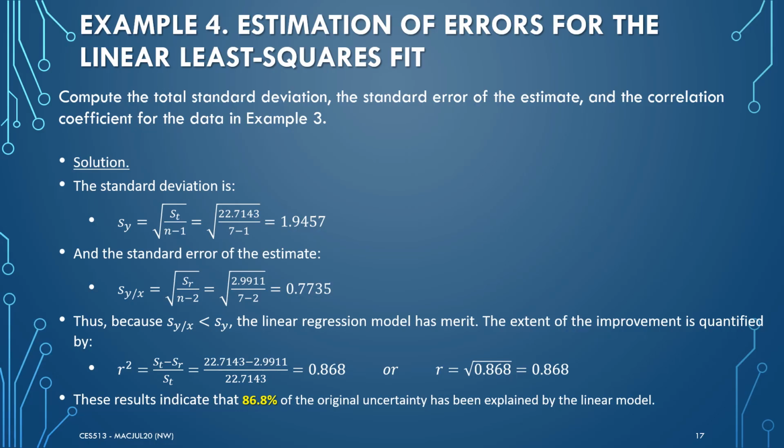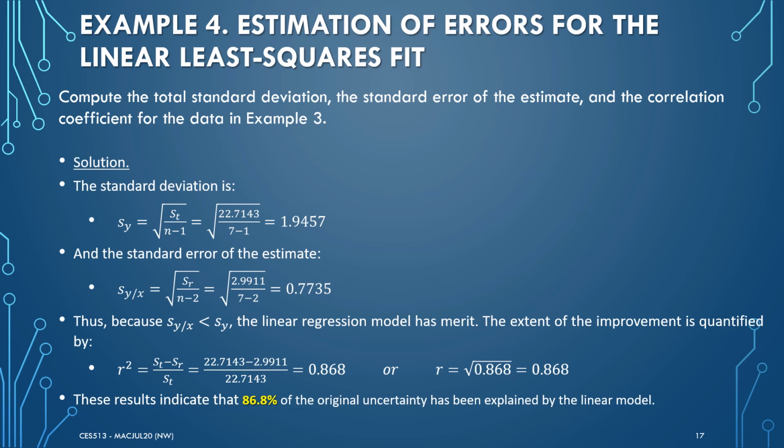Now we look at an example for estimation of errors for the linear least squares fit. The question is, compute the total standard deviation, the standard error of the estimate, and the correlation coefficient for the data in example 3. For the solution, first of all, we need to calculate the standard deviation, which can be obtained from the equation Sy equal to the square root of St divided by n minus 1.